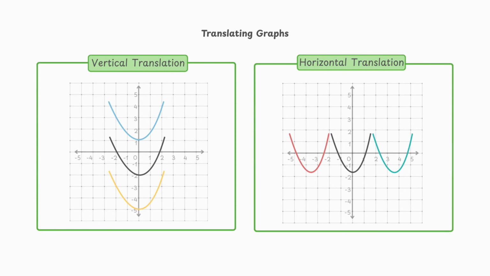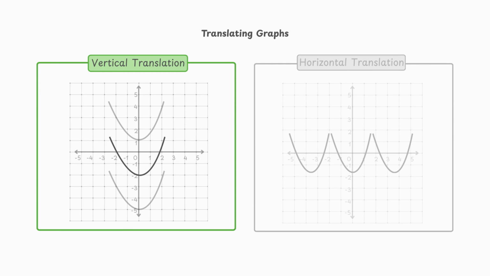Let's now look at these two types of translations very carefully and really understand the difference between them. We have two completely different movements here. On the left, we have vertical translation. On the right, we have horizontal translation. Let's start with the vertical translation. Focus on the black graph in the middle. This is our original graph.